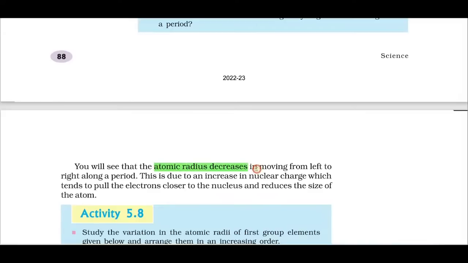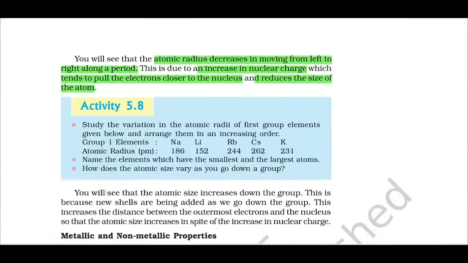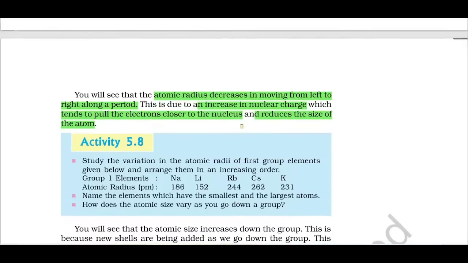See, atomic size or radius decreases in moving from left to right in the periodic table. Atomic size decreases as you move along the period. Why? Because of the increase in the effective nuclear charge, it tends to pull the electrons closer to the nucleus, which reduces the size of an atom. Whereas the atomic size increases down the group because new shells have been added as we move down the group. Because of this, what happens? The atomic size increases. Atomic size decreases along the period and increases down the group. You should know the reasons.